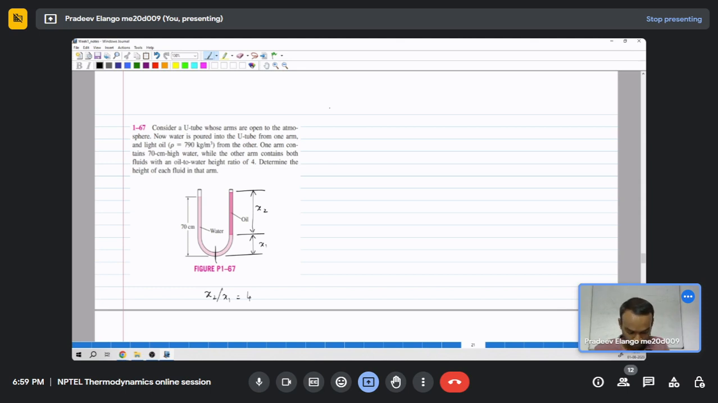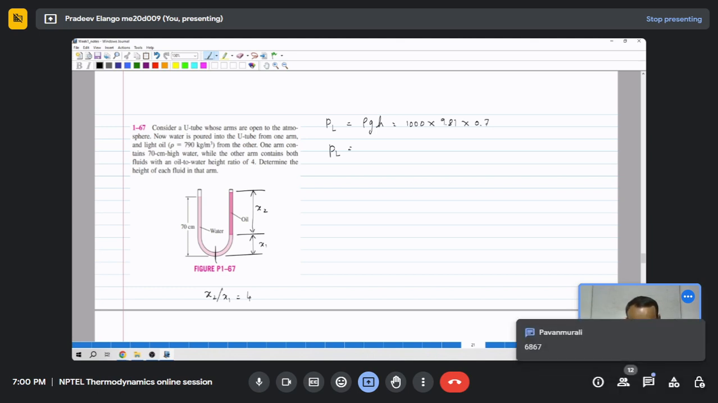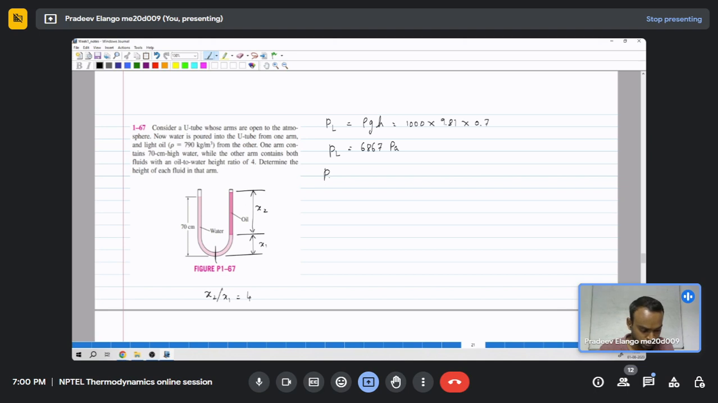So that we can equate. Writing the pressure on the left limb, PL is rho GH, and it is only water, so we have 1000 into acceleration due to gravity 9.81 into H, which is 0.7. So we get the pressure for the left limb as 6867 pascals.